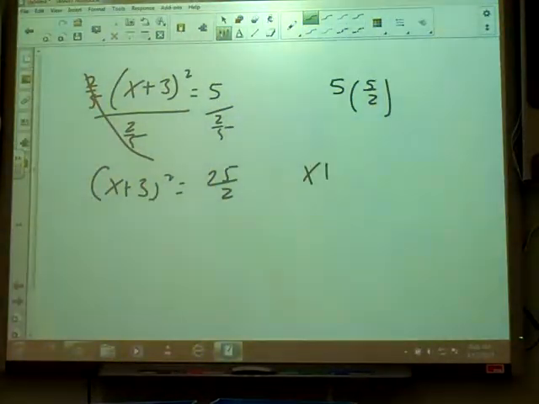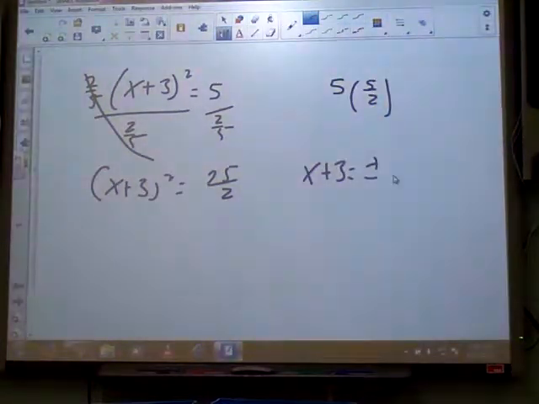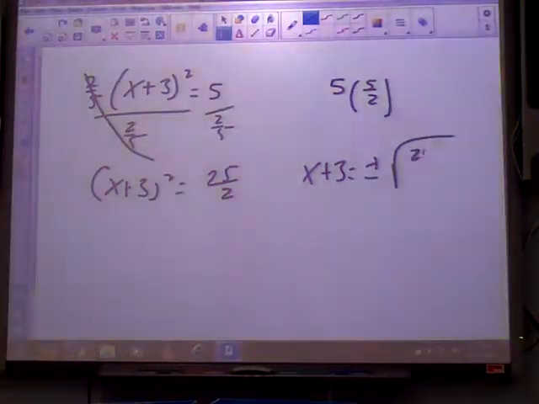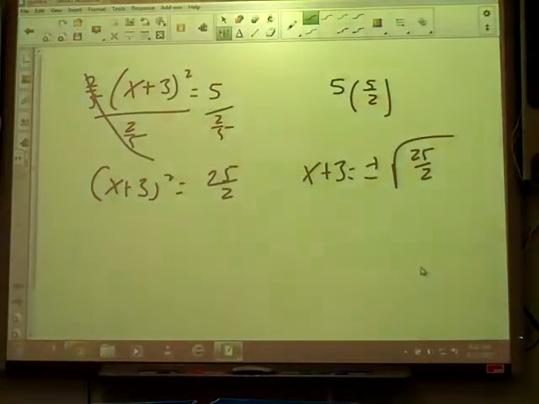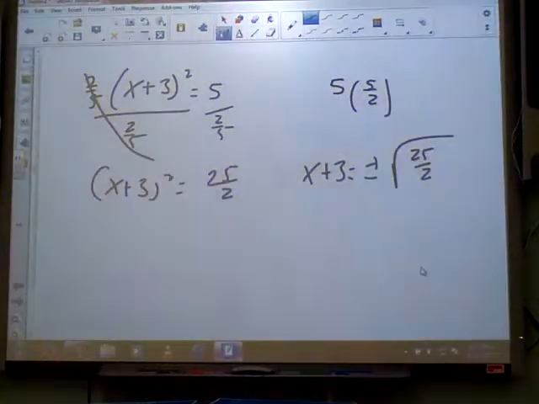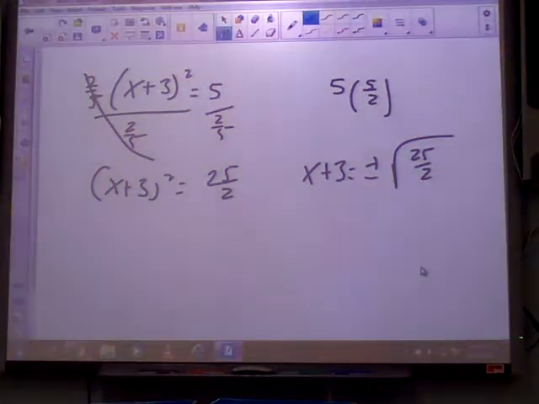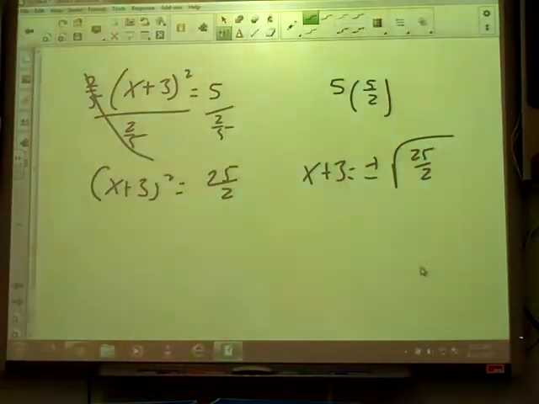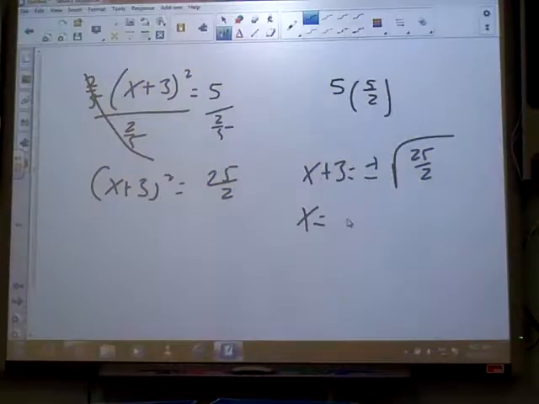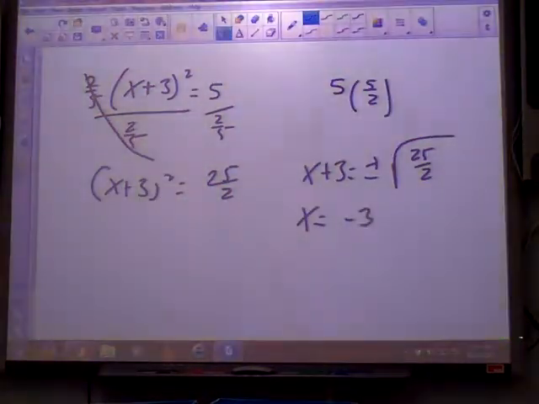This is going to be x plus 3 is equal to the positive or negative square root of 25 over 2. Now we're going to do some work on this one. So just hold on for a second. Let's finish getting the x all by itself first. What would our last step be to get the x all by itself? Subtract by 3? Good, subtract the 3. Now, when I write this, the 3 that I'm subtracting needs to go first, so make yourself a habit of that.